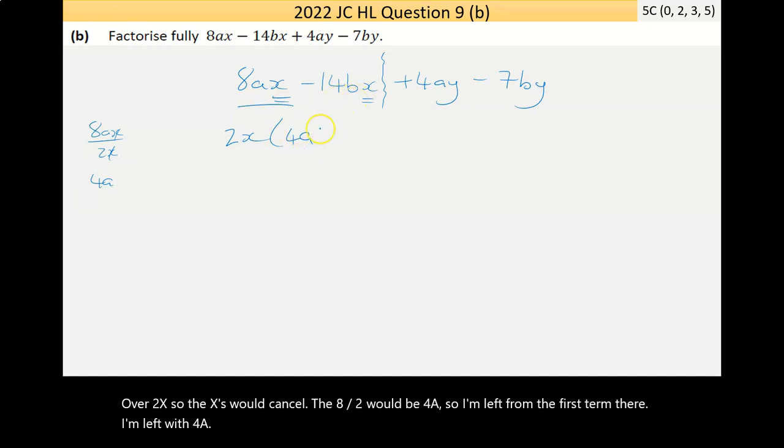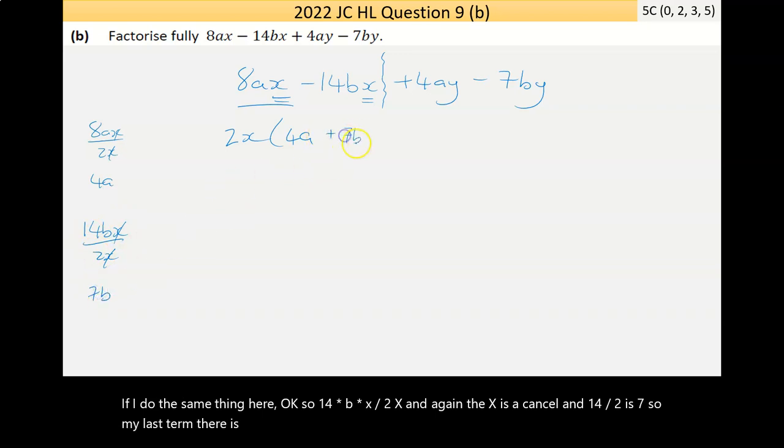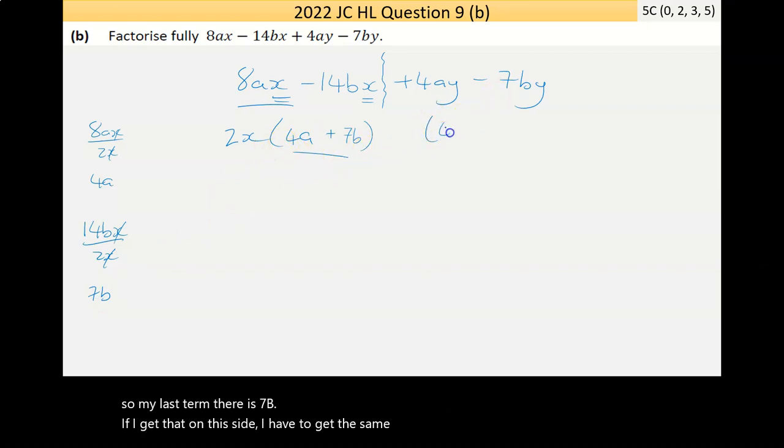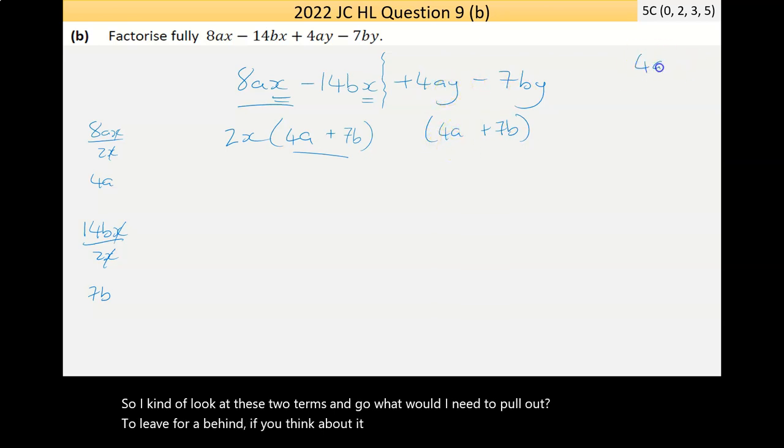Now, if I do the same thing here, 14 times b times x divided by 2x. Again, the x's will cancel, and 14 divided by 2 is 7. So my last term there is 7b. Now, if I get that on this side, I have to get the same thing over here. So I'll look at these two terms and ask, what would I need to pull out to leave 4a behind? 4ay divided by what gives me 4a? Well, it's just the y.